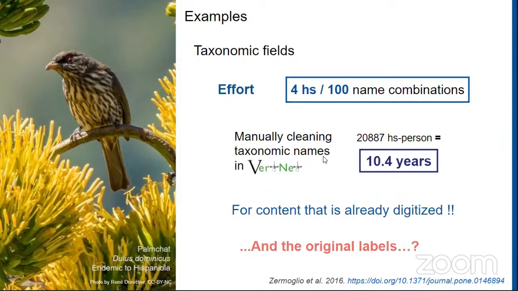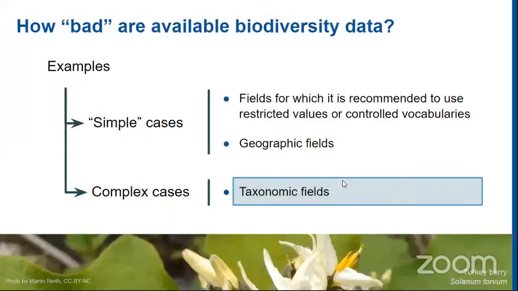At this point in time, I think Burnett had around 20 million records. GBIF has over 1 billion now. So imagine this multiplied if we had to do it manually. It's really impossible to do it manually. It's undoable. But so that you have an idea of what it takes to do this kind of work. So with that, I close this part about the examples of how bad the available biodiversity data are.